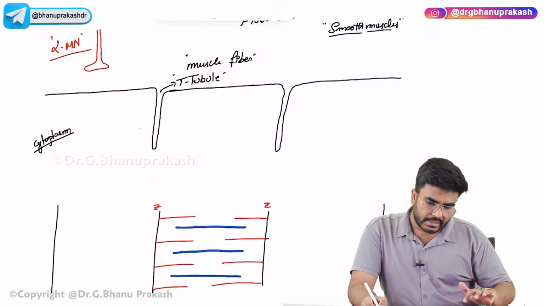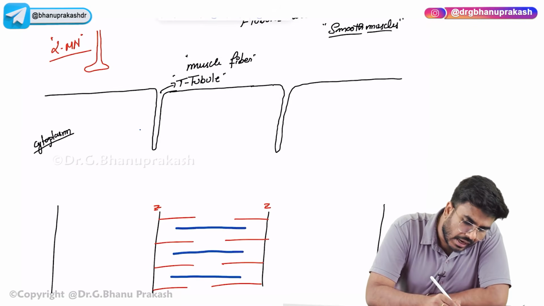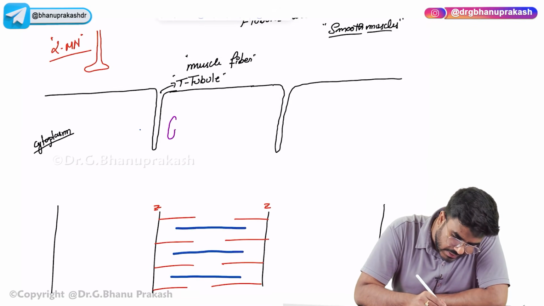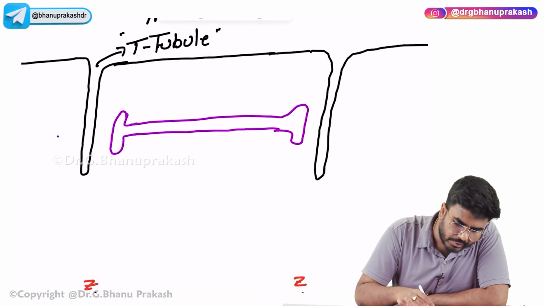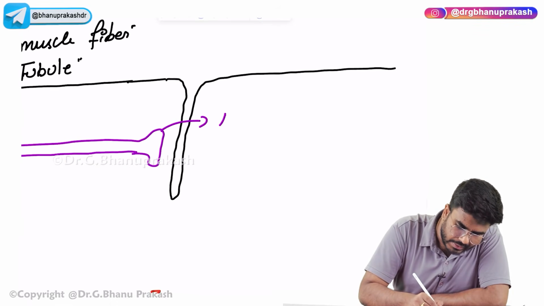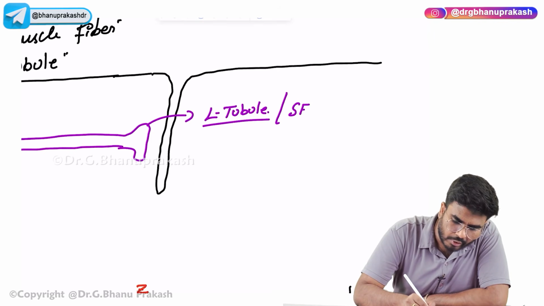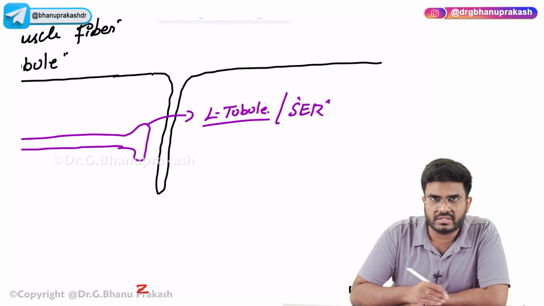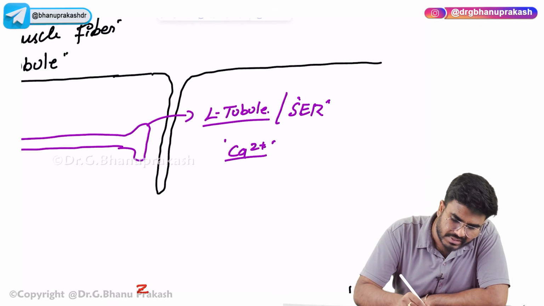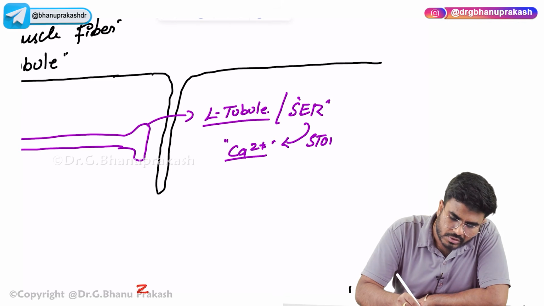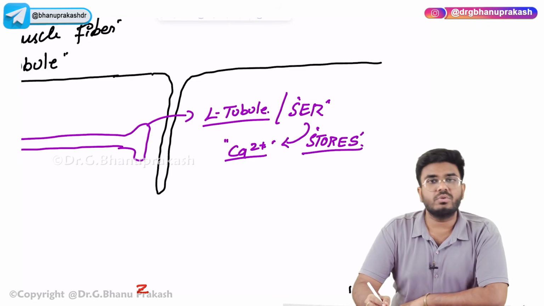Having said that, now let's continue about the sarcotubular system. In the skeletal muscle there is a T-tubule present, and also there is an L-tubule present. Here I am showing you this L-tubule. This L-tubule is nothing but the sarcoendoplasmic reticulum, the endoplasmic reticulum of the muscle. It stores calcium. Lots and lots of calcium is there.